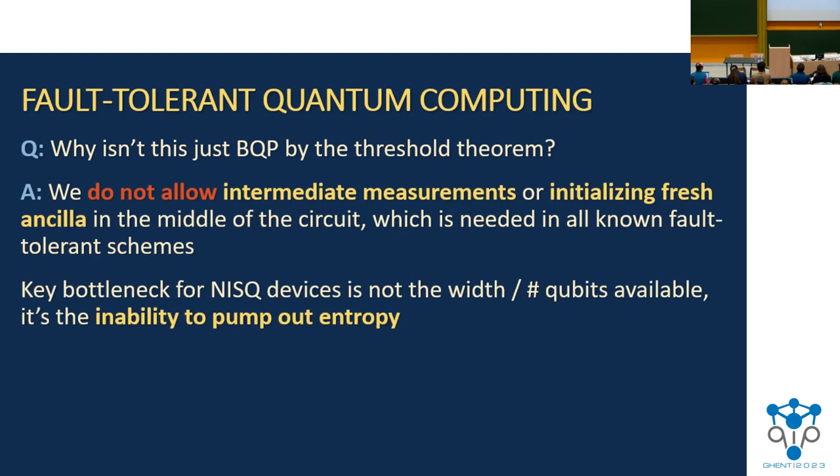One conceptual takeaway from this is that we're defining a complexity class, so we allow the input size to go to infinity. So it's not really the scale of these devices, the number of qubits available, that's the bottleneck. Intuitively, the thing that separates NISQ from BQP is this inability to pump out entropy. By not allowing you to initialize fresh ancilla or make partial measurements, you're carrying this entropy across the course of the entire noisy quantum circuit call. And as we'll see, this introduces very concrete barriers to getting interesting quantum speedups.